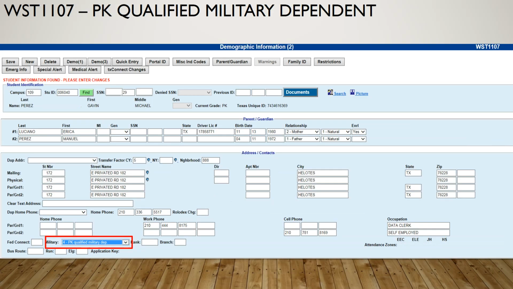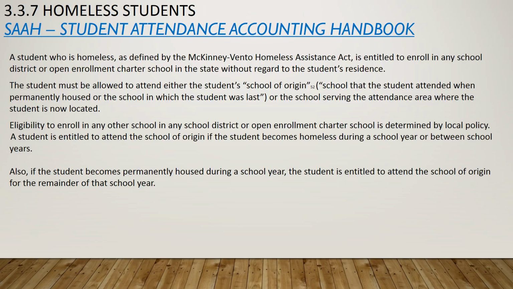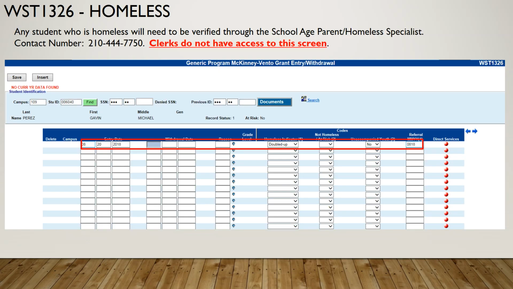If the student is a qualified military dependent, you would code the student on WST 1107. You would use for pre-K qualified military dependent. This is one of the indicators also used for pre-K services. Next screen is information on homeless students. Please review at your convenience. Students are coded on WST 1326 for homeless. Again, this is another indicator for pre-K services.